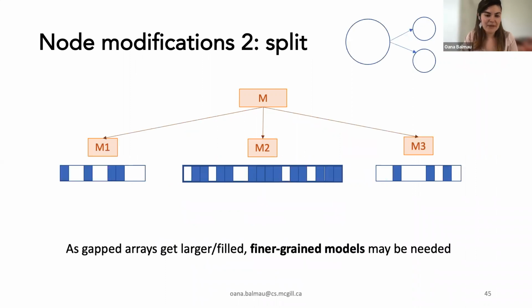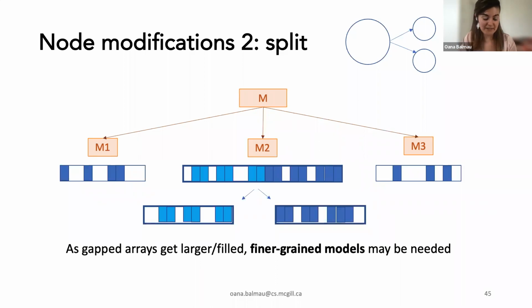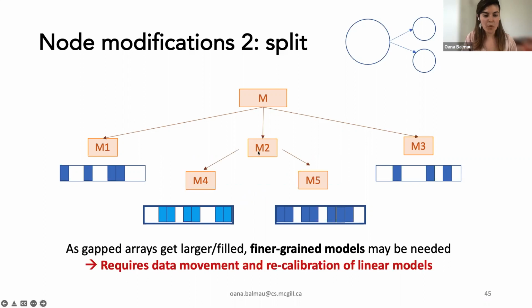The second thing that we can do is a split. Say we have one of these bigger arrays that corresponds to M2. However, we can notice that some of the items follow a different distribution than the rest of the items. So in this case, this is a good candidate for a node split, which also entails some data movement and some retraining of the model, because instead of one model, we would now have a different layer in the hierarchy.